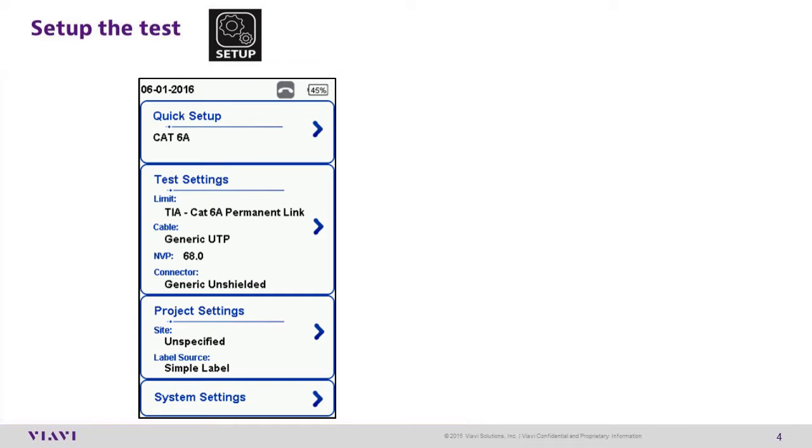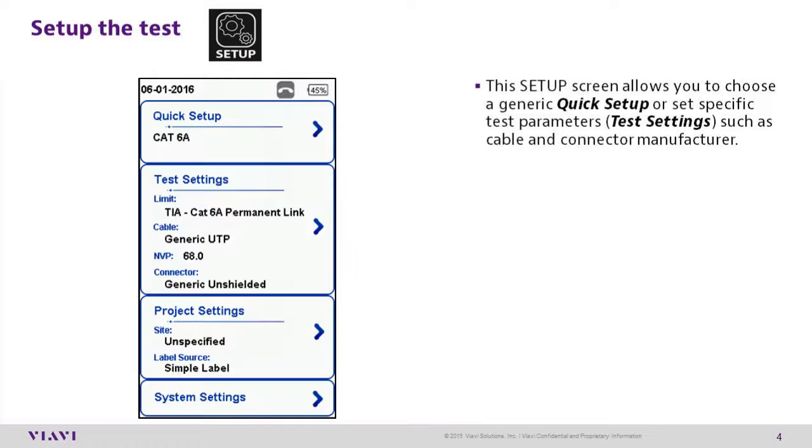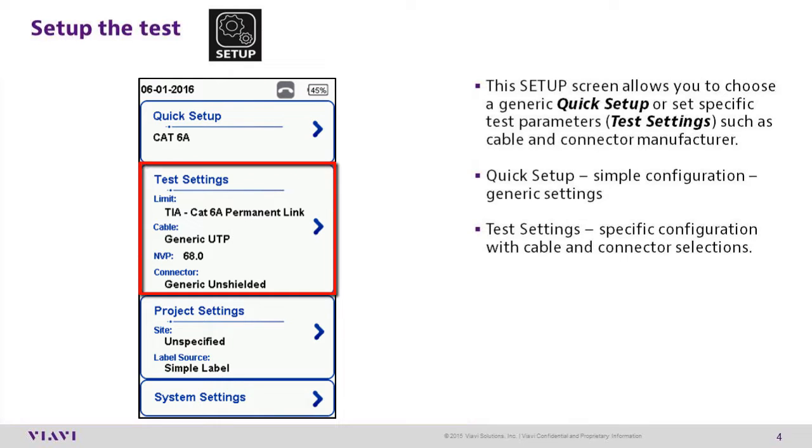Test setup. Pressing the Setup hard key will allow you to access test setting options. There are two basic test setting options: Quick Setup and Test Settings. Quick Setup is a simple configuration with generic settings. Test Settings allows for specific configuration of cables and connectors being tested.